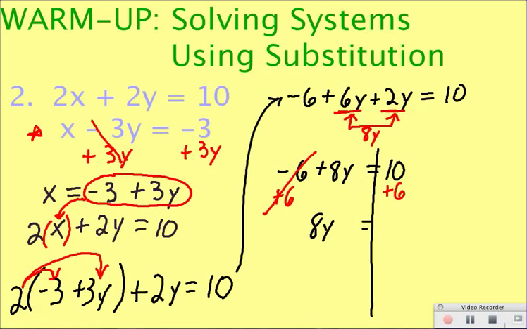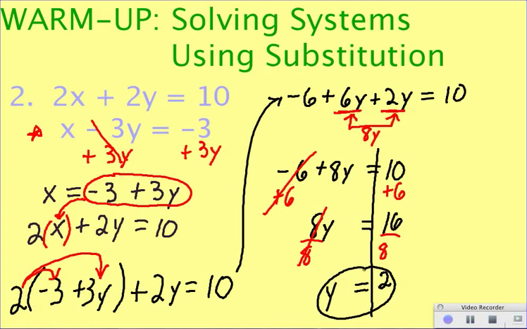Then, since we have multiplication on the y, we're going to undo that to get y by itself by dividing both sides by 8. 8 divided by 8 is 1, so that cancels out the 8s, and we're left with 1y, or just y. And then on the other side of the equation, we have 16 divided by 8, which is 2. So y equals 2. Again, recall that's really just half of the solution. We still need to get what the x value is equal to.